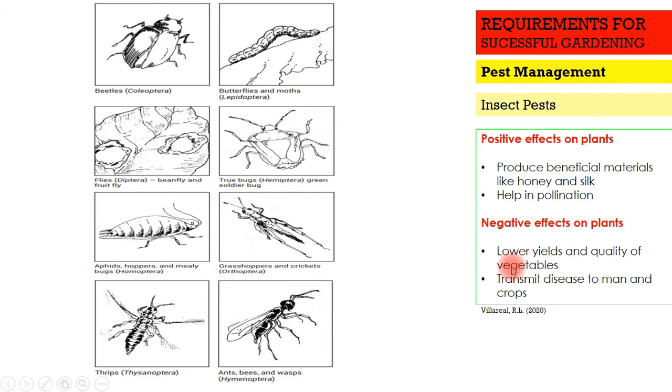So here are examples of destructive insect pests. The beetles, the butterflies, and the moths under the Lepidopteran family. We have the flies under the Diptera family. We have the true bugs. We have the aphids, the grasshoppers, thrips, ants, bees, and sometimes wasps.